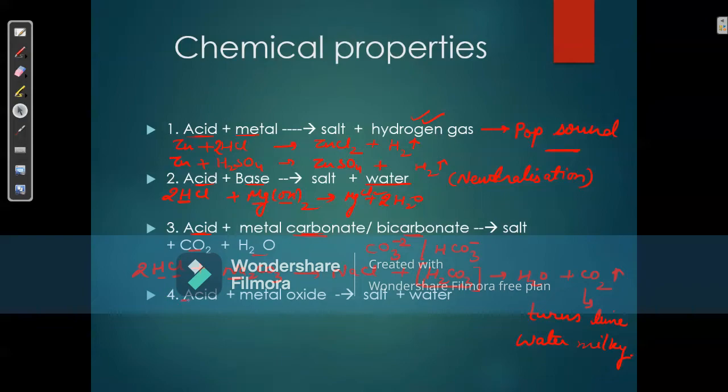Next, we'll be having another reaction, where acid reacts with a metal oxide. Most of the metal oxides are basic in nature. So it forms NaCl and H2O. To balance the equation, I can write this. And these are the important reactions, or the chemical properties, of acids.